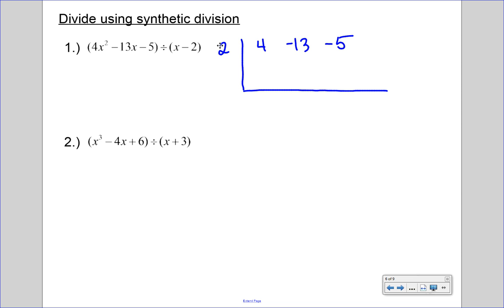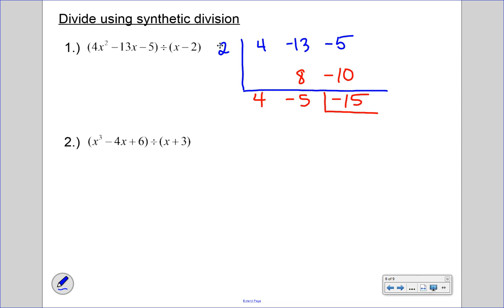Your first step is you just bring the 4 down here. Now you're going to multiply the outside numbers. 2 times 4 is 8. And then you're going to add the inside numbers. Negative 13 plus 8 is negative 5. Then we multiply the outside. 2 times negative 5 is negative 10. We add the inside. Negative 5 plus negative 10 is negative 15. And that's your remainder. The very last number is always your remainder.